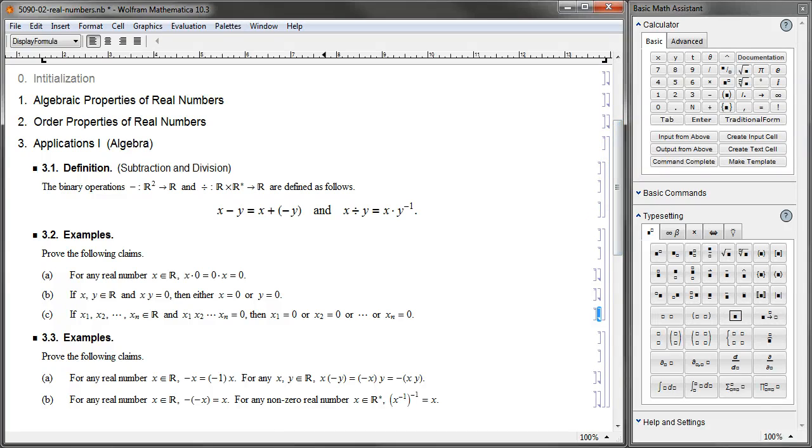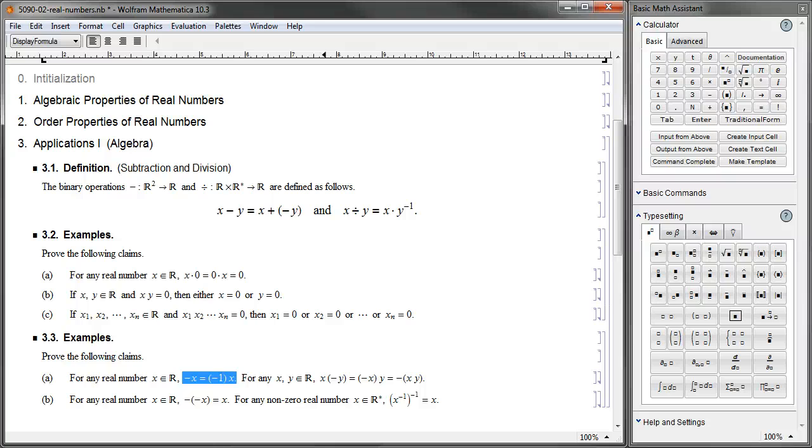Let's see, do we have time for some further examples? Looks like we do. Okay, prove the following claims. For any real number x, negative x is equal to negative 1 times x. Ooh, here comes an interesting problem.